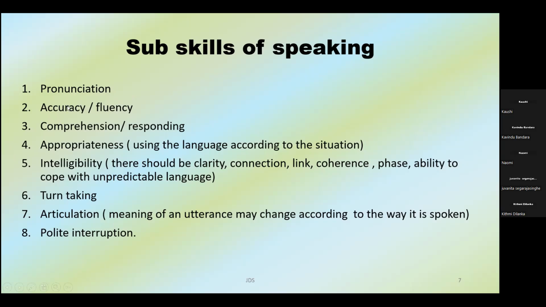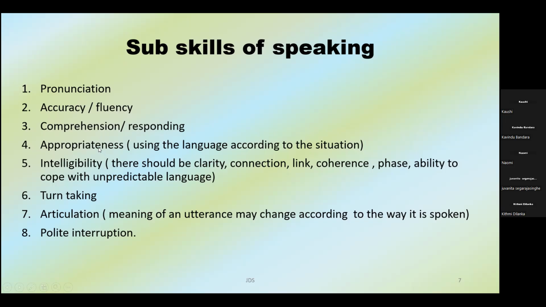You can teach accuracy, fluency, pronunciation, how to listen to another person and comprehend, listening comprehension, and responding, taking turns and responding. When it comes to role play, listening and responding is taught. Role play, dialogues, everything. They emphasize comprehending and responding, and also turn taking.